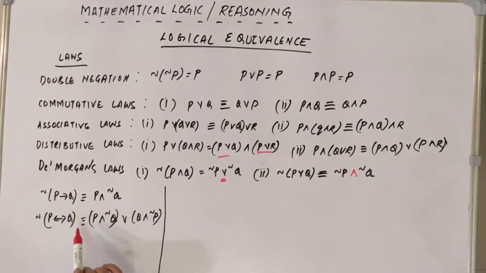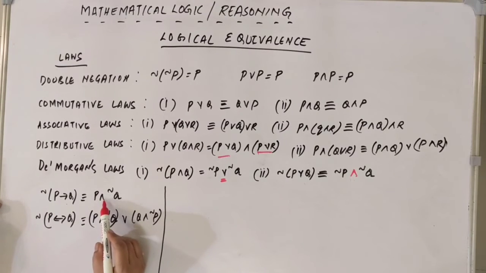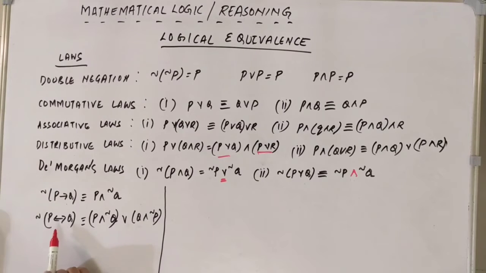And there is another two laws here. Negation of P conditional Q. So instead of conditional, you will have to put AND. And it's going to be negation of Q. Similarly here, this is biconditional. In biconditional, it's going to be same thing as conditional. We're going to have in addition the reverse of this combination.